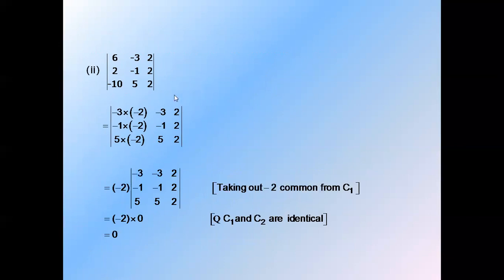Second sum, 6, minus 3, 2, 2, minus 1, 2, minus 10, 5, 2. Look here. Here is 6, 2, minus 10. We take minus 2 common from this column, means minus 3 into minus 2, minus 1 into minus 2, 5 into minus 2. Take common minus 2 from column 1, then we get minus 3, minus 1, 5, minus 3, minus 1, 5. That is, two columns identical. If two columns are identical, then the value of this determinant is 0. So minus 2 into 0 is 0.